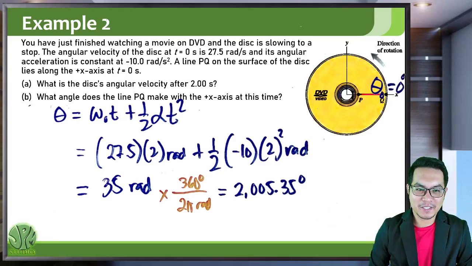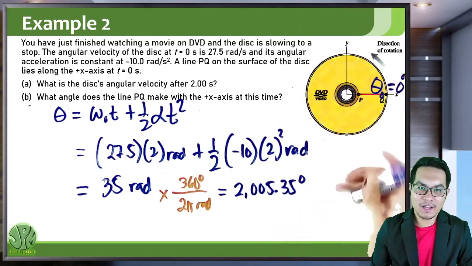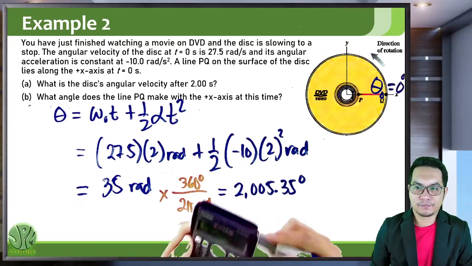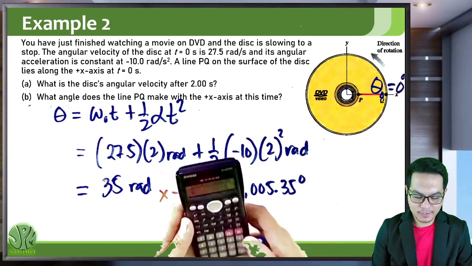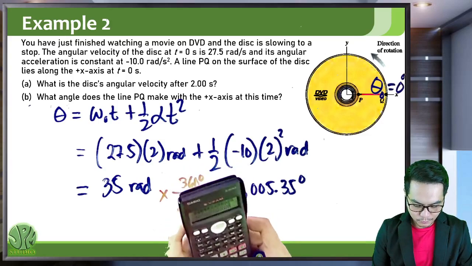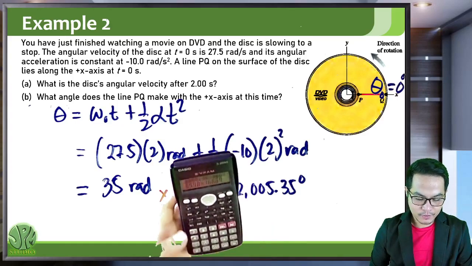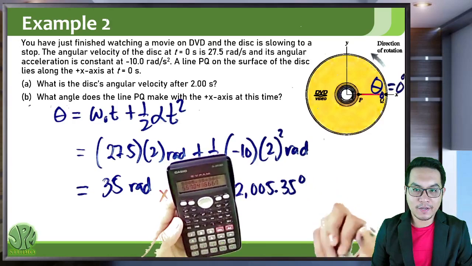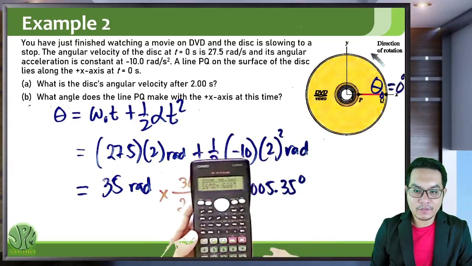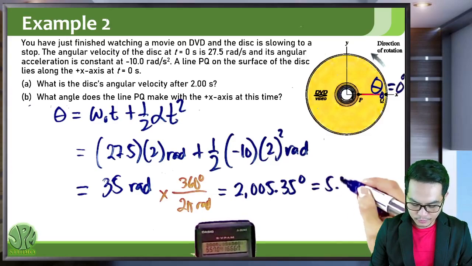2005.35 degrees. It just means that it has undergone many revolutions after 2 seconds. So, in order to appreciate or to get the equivalent of this, we need to divide this by 360. 2005.35 divided by 360. So basically, this is 5.57 revolutions. So this is actually equivalent to 5.57 revolutions.